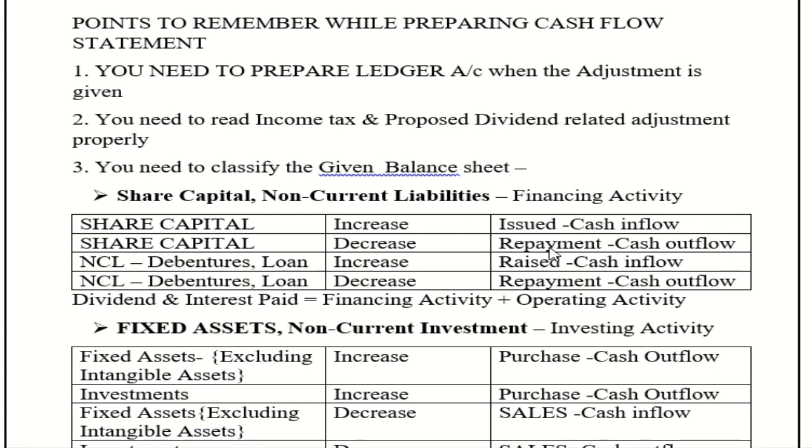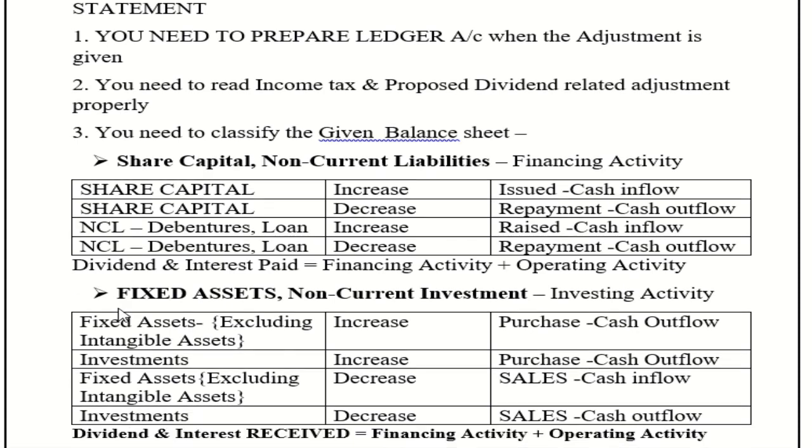It means when shares are issued, the company receives cash. That is called cash inflow. When shares are repaid, cash goes out from the organization. That is called cash outflow. Next, non-current liabilities like debentures and loans. In case of an increase, it means a loan was raised, that is cash inflow. If a non-current liability decreases in the current year, it should be treated as repayment. That is cash outflow. Plus any dividend paid and interest paid is a financing activity as well as an operating activity. These two adjustments will come under financing as well as operating activity.